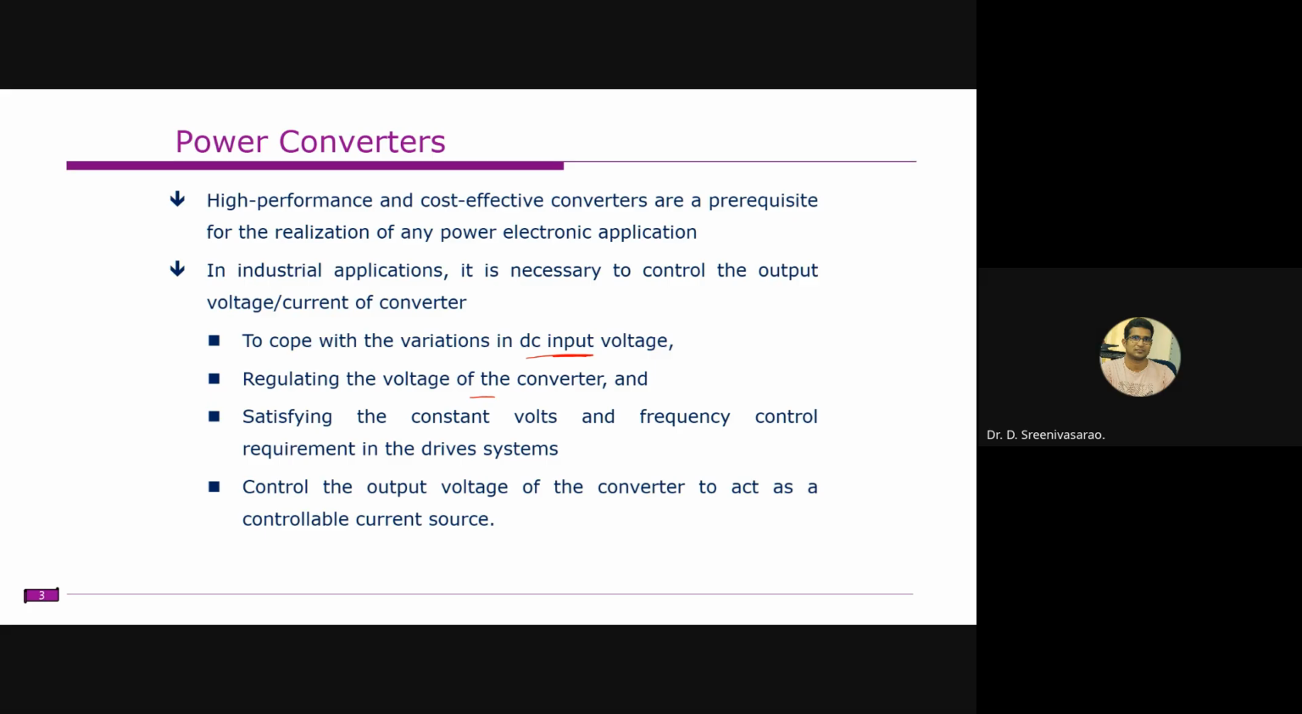And in case of applications like renewable energy sources or FACTS applications, we need to operate the converter as a controllable current source or a controllable voltage source, depending on your requirement. Most of the times we need to use this. That means you are operating the converter as a controlled current source or controlled voltage source for the grid integration, or operating the converter as a grid forming inverter.